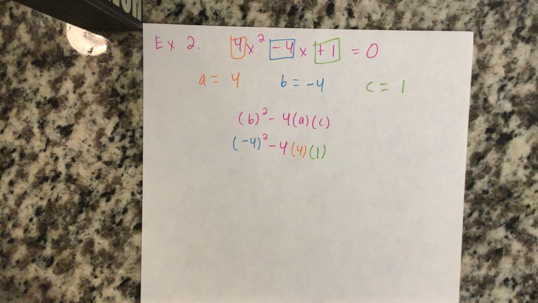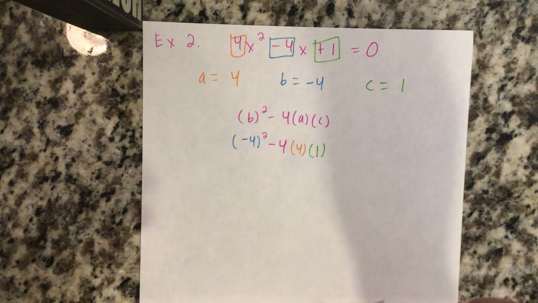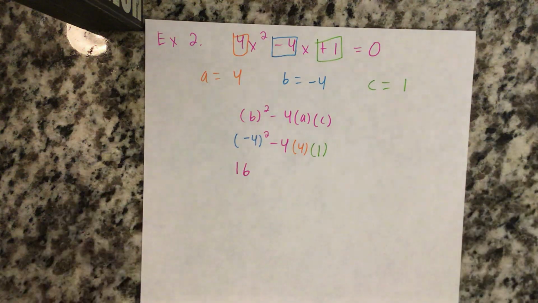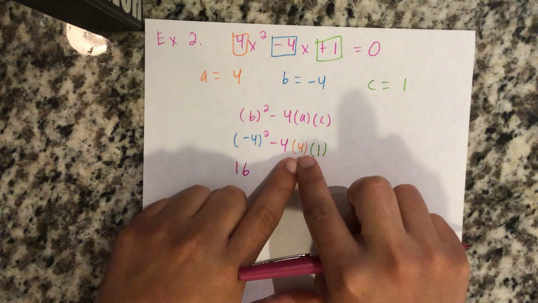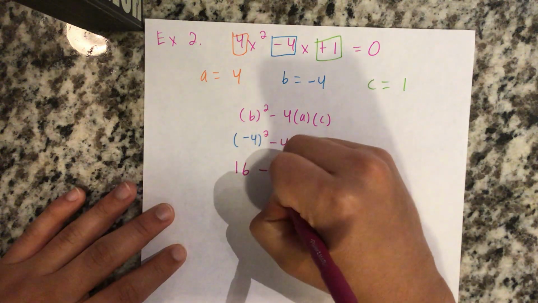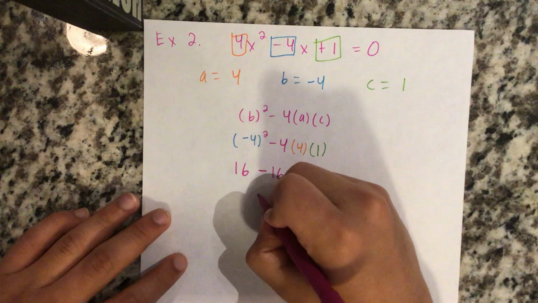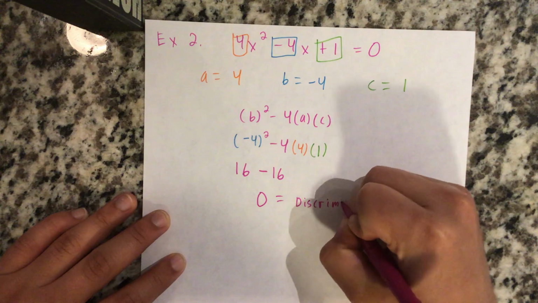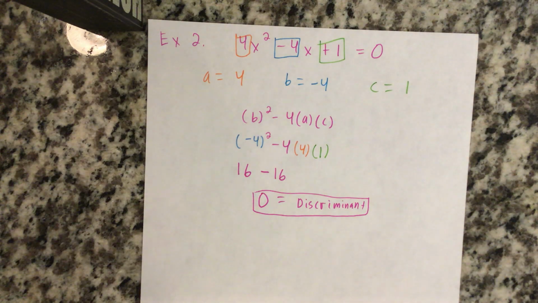Okay? So starting from the left, negative 4 squared. That is the same thing as negative 4 times negative 4. So a negative times a negative gives me a positive 16 on the left. Okay? On the right side, 1 times 4 gives me 4. 4 times negative 4 gives me negative 16. So I have a minus 16 on the right side. Okay? Now, easy. 16 minus 16 gives me 0. So 0 is the discriminant. Boom, box that in. First part done, okay?